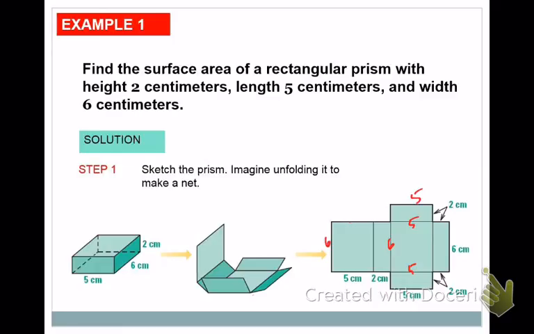So to find the top rectangle, 5 times 2 is 10. Right? And then to find this rectangle, 6 times 2 is 12. To find this one, again, 5 times 2 is 10. To find this one, 6 times 5 is 30.